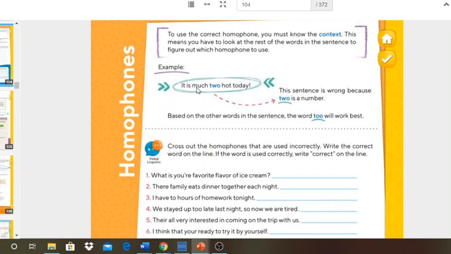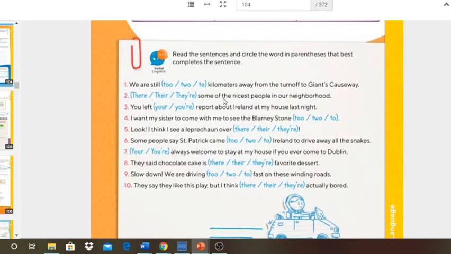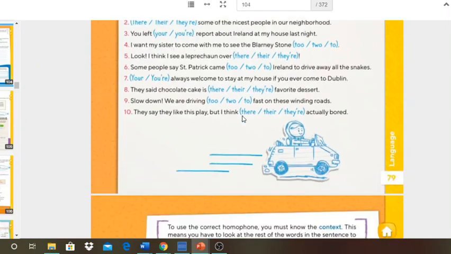Example, it is much two hot today. This sentence is wrong. Two is a number. It is much two hot, no. Based on the other words in the sentence, the word too will work best. It is too hot today. Entonces está muy caliente o también está caliente hoy. Remember, you need to read the context, read the other words, not just try to guess it, right? So here, you will need to read everything to get the right answer.